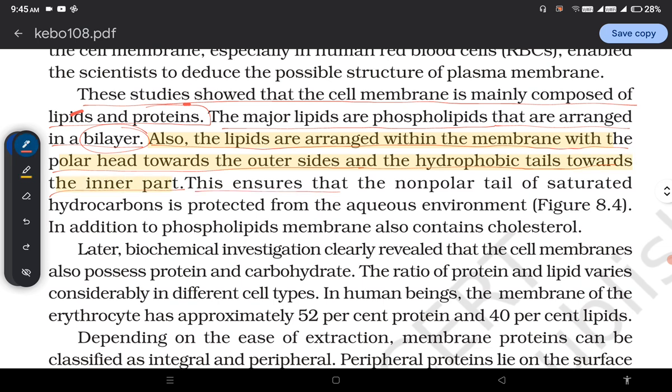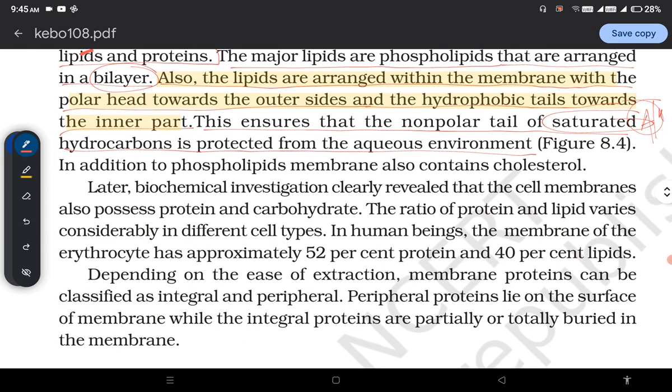This ensures that the non-polar tail of saturated hydrocarbon is protected from the aqueous environment. In addition to the phospholipid, the membrane also contains cholesterol. Lastly, biological investigation clearly revealed that the cell membrane also possesses protein and carbohydrate.